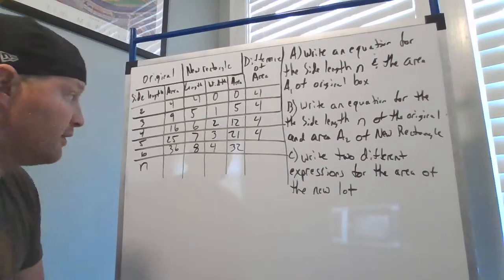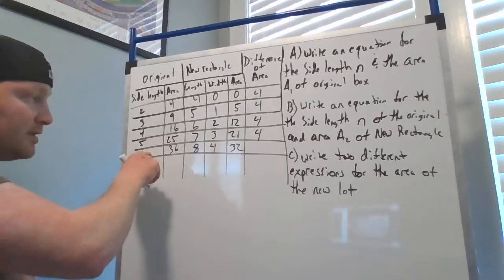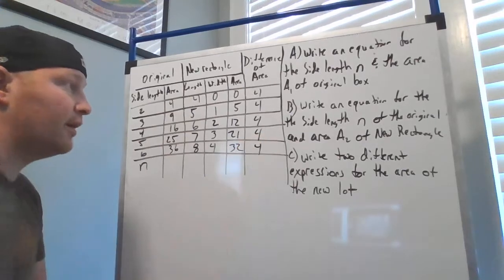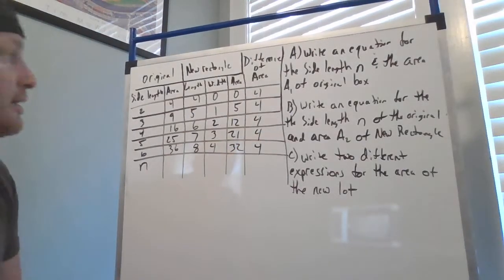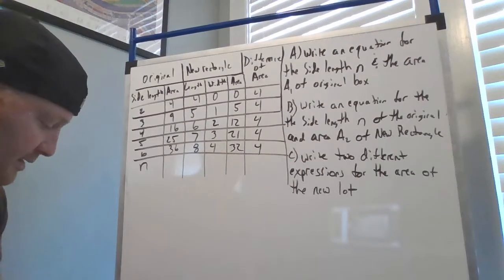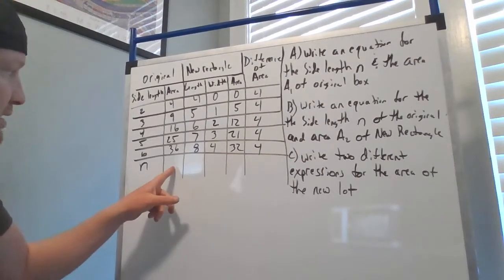12 times 2 is 24, which is 4 times 6, so that has the same perimeter. And my difference of my areas is 4. Okay. Now, I want to continue filling this out, okay? And I want to see right here.